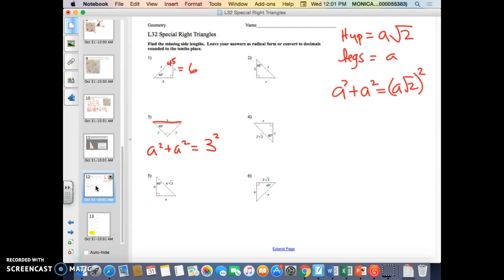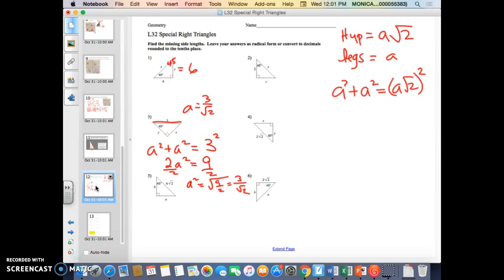So a squared plus a squared, that's 2a squared equals 9. So I'm going to divide by 2. So I get a squared equals 9 over 2, and taking the square root, that equals 3 over the square root of 2. So that's what a equals. So we could say that a equals 3 over the square root of 2.